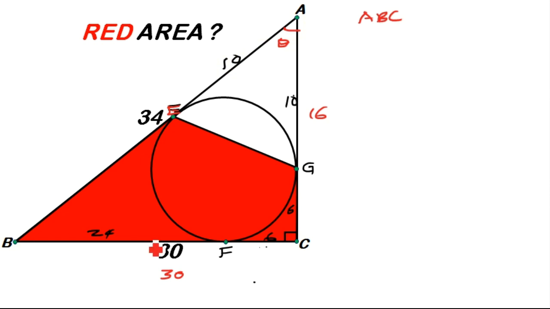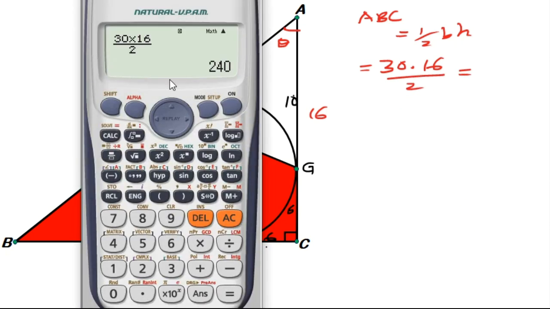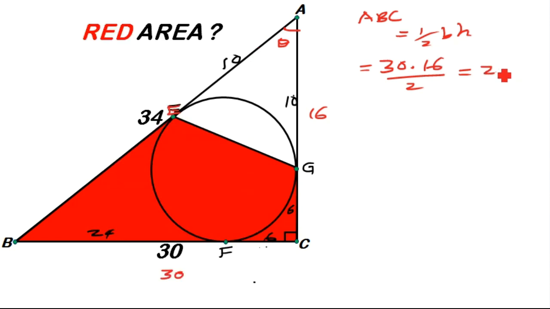Triangle ABC, the area is very simple. That is just a half base times height. So you get base times height divided by 2. Base is from B to C, which is 30. Then it is times height from A to C, which is 16. Then divide by 2. So you get 30 times 16 divided by 2. So 30 times 16 divided by 2 is 240. So it means this area is 240.